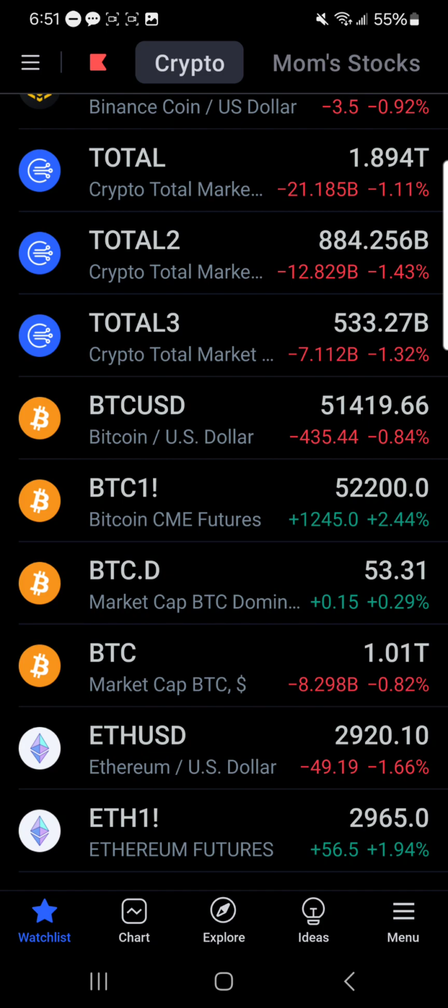This is telling me something's going on. And the signs that I saw on the RSI are telling me that there's a potential explosion to the upside here.